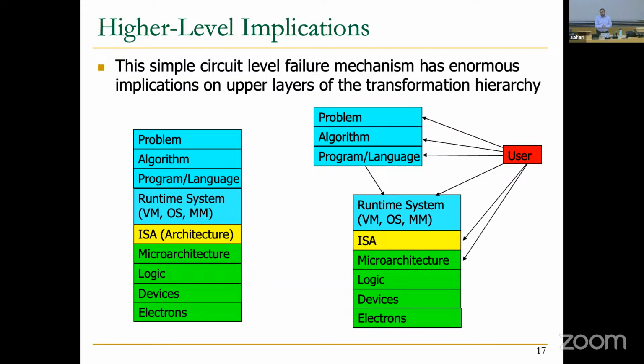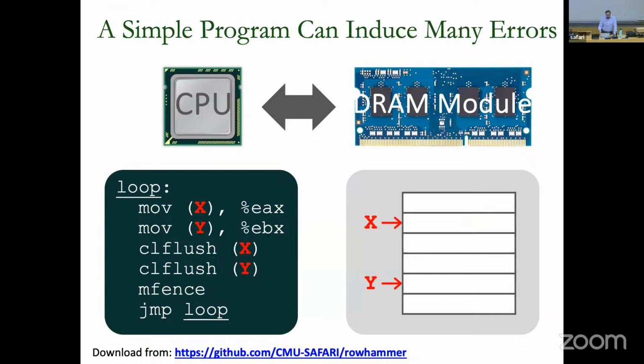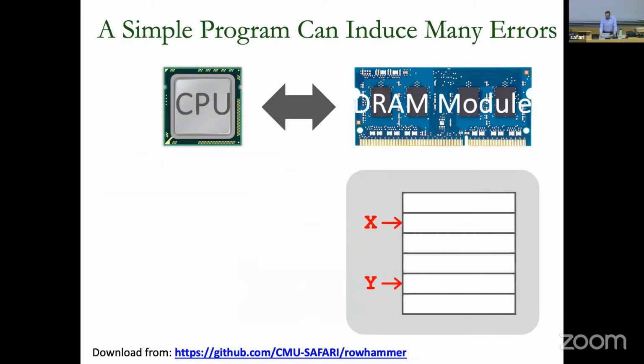So this has implications in several layers of the stack. It's not just a physical phenomenon that happens in the bits and then stays there. You can actually exploit this in the higher levels of the hierarchy. You can affect the behavior of the operating system or the applications. And from the user level, you can just write a simple program like this in assembly, and you can actually perform this behavior.